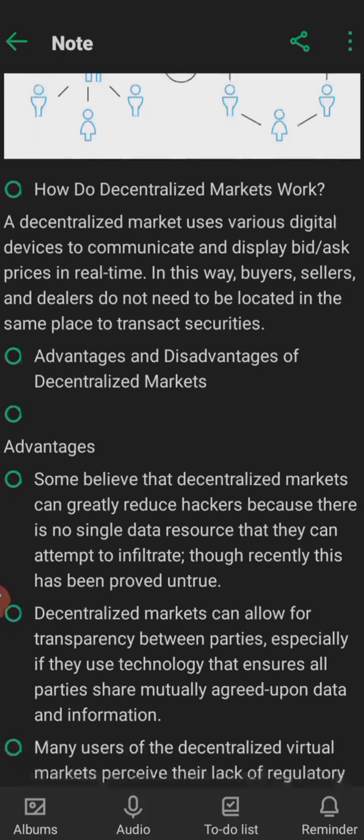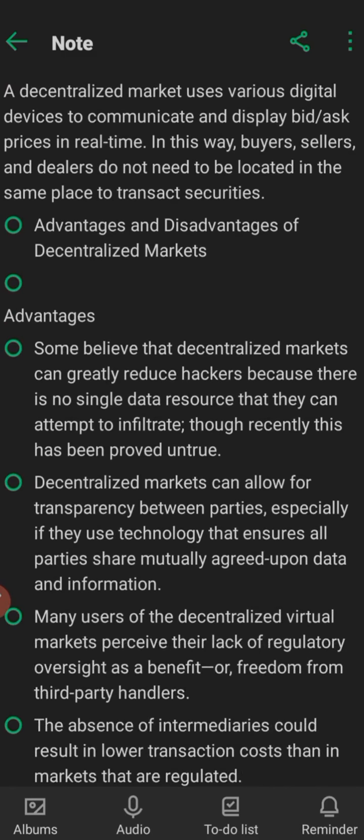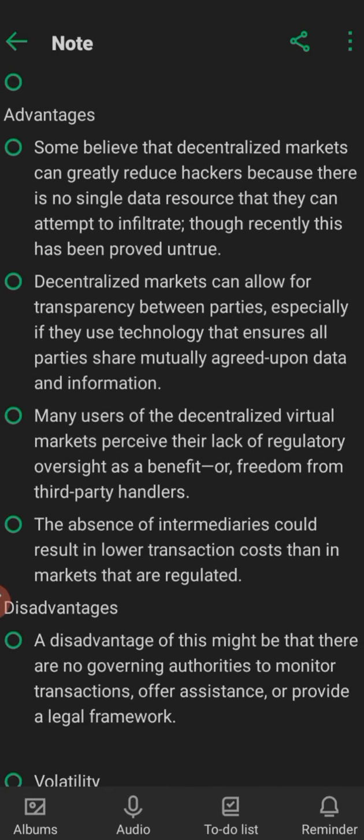Now, what are the advantages and disadvantages of decentralized markets? First of all, let us look at the advantages. Some believe that the decentralized market can greatly reduce hackers because there is no single data source that they can attempt to infiltrate. Though recently, this has been proven untrue with one or two instances. Secondly, decentralized markets can allow for transparency between parties, especially if they use technology that ensures all parties share mutually agreed upon data and information.